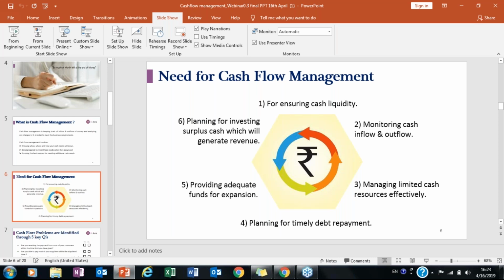So to understand when, where, and how you are spending your income, or how and when you are spending the cash that you have earned. Thirdly, managing limited cash resources effectively.